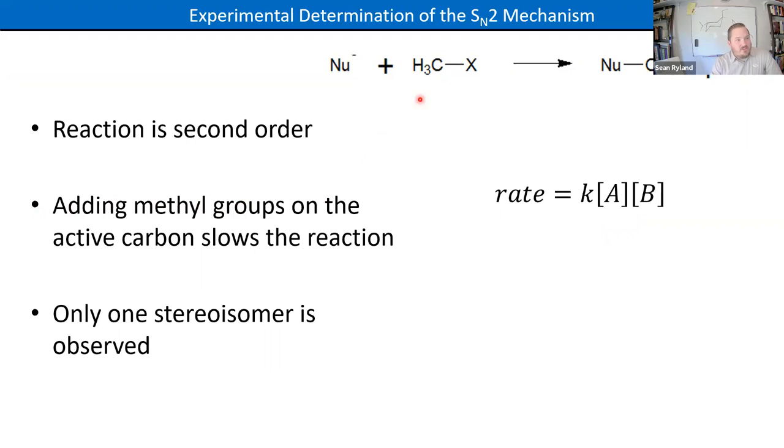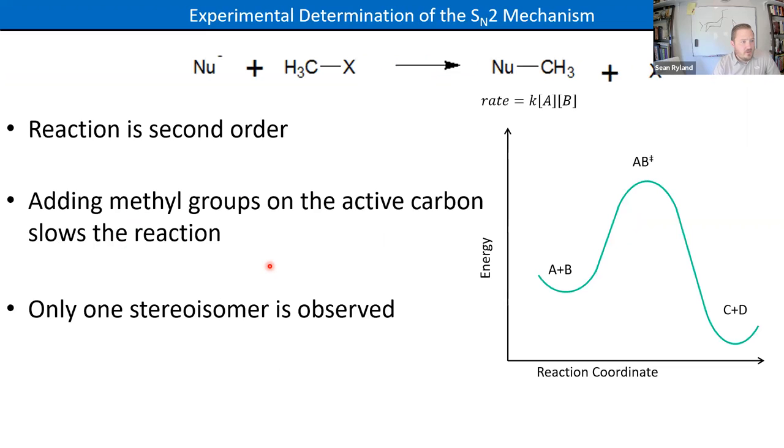They also notice, though, that if you add methyl groups on the active carbon, it slows the reaction down. Sorry, so where is that one? So the fact that the reaction is second order tells us we have a potential energy surface that looks like this. It's a single step. You've got A plus B, they run into each other to make a transition state, and then you get your products.